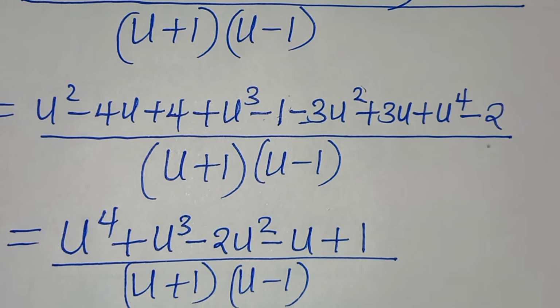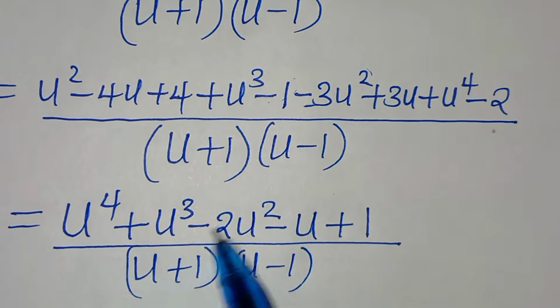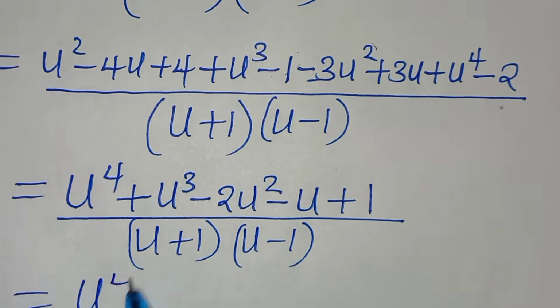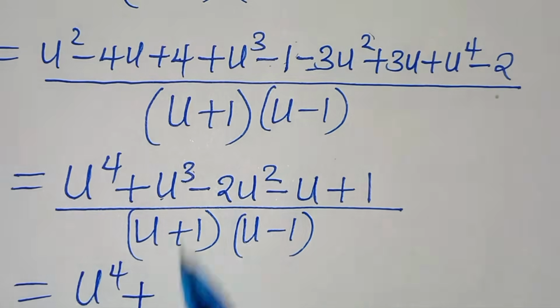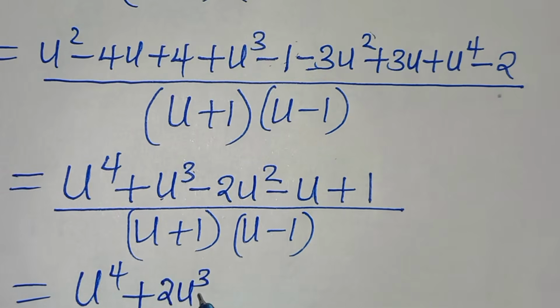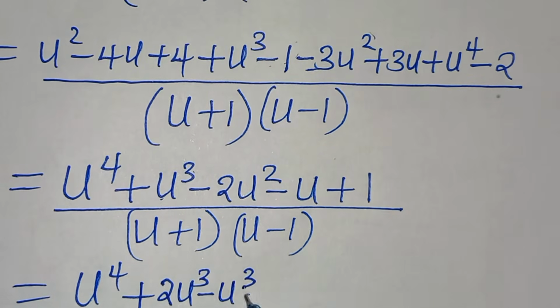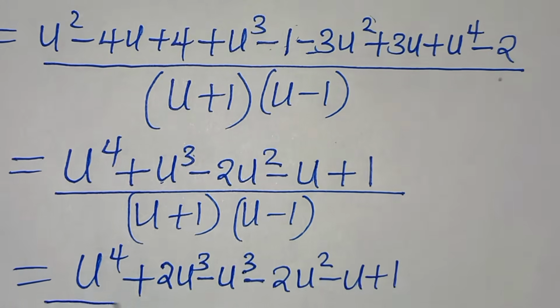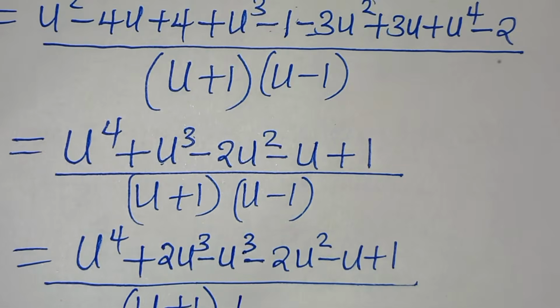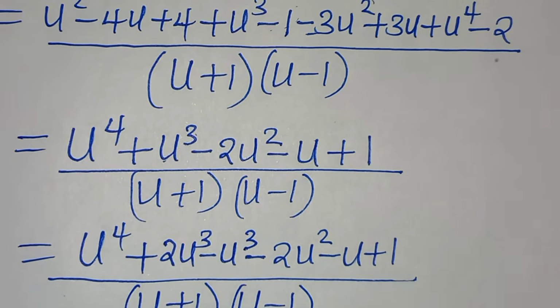Now, the next step from here is that we can express u to the power of 3. This is the same thing as u to the power of 4 plus u to the power of 3, which is the same thing as 2u to the power of 3 minus u to the power of 3, then minus 2u to the power of 2 minus u plus 1. Everything here divided by u plus 1 multiplied by u subtract 1.